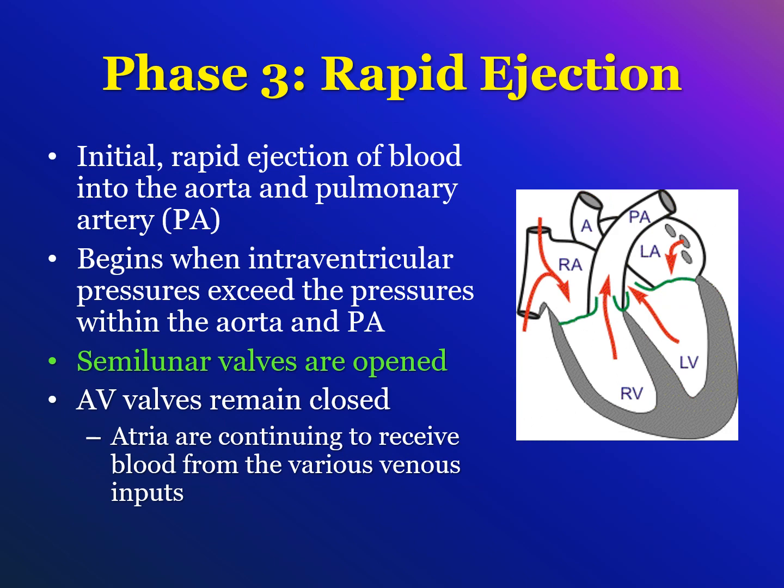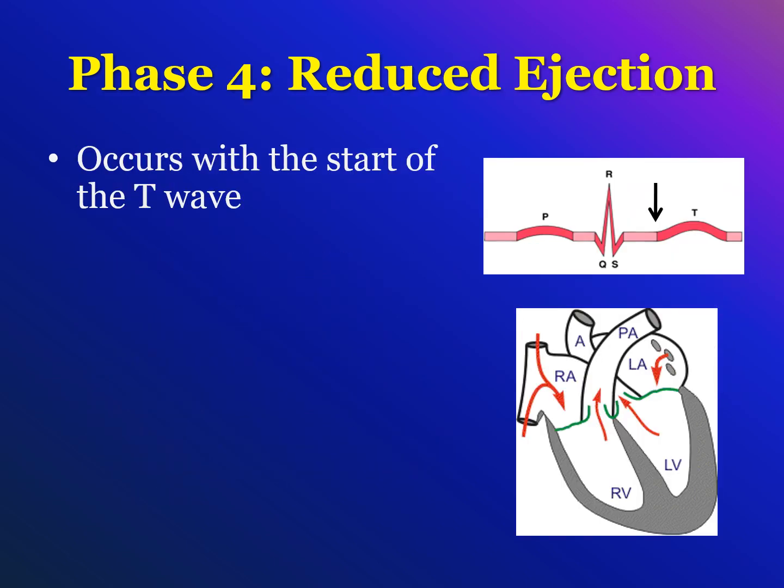Phase 3 is rapid ejection. This is an initial rapid ejection of blood into the aorta from the left side, or into the pulmonary trunk or pulmonary artery, PA in this diagram, from the right ventricle. This whole thing begins when the intraventricular pressure that's been building during isovolumetric contraction rises so much that it exceeds the pressures in front of those semilunar valves, and the semilunar valves open. The AV valves are closed at this time, so the atria are just passively filling, and that prevents backflow into the atria when those ventricles contract.